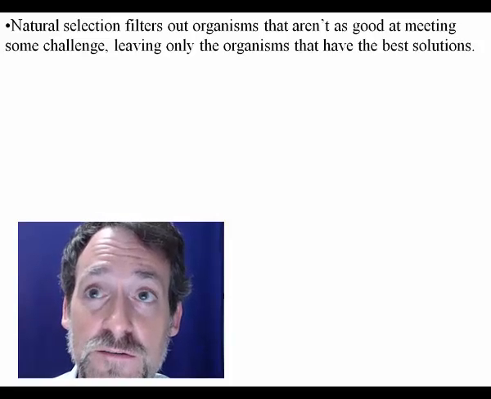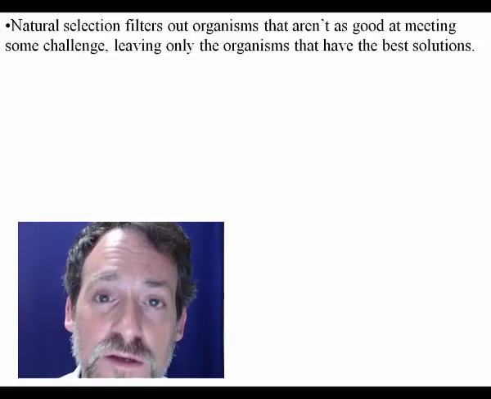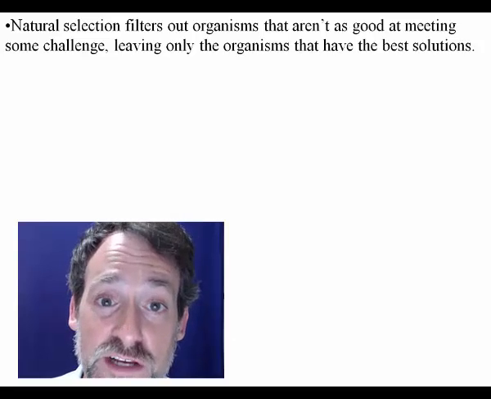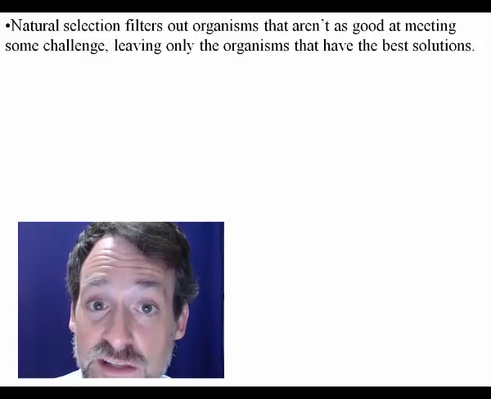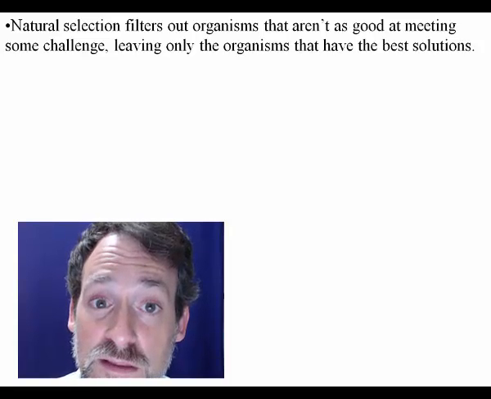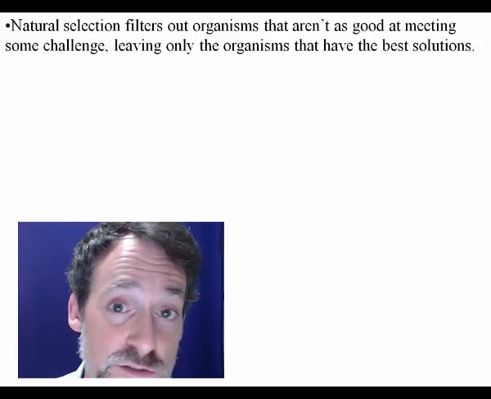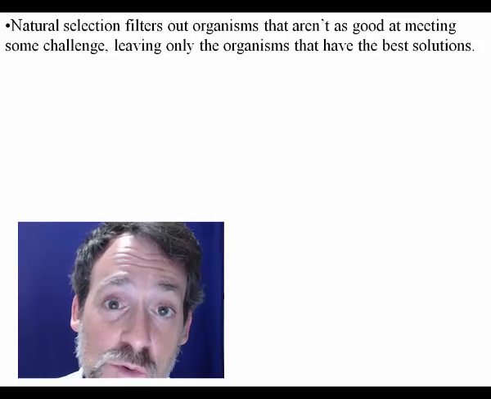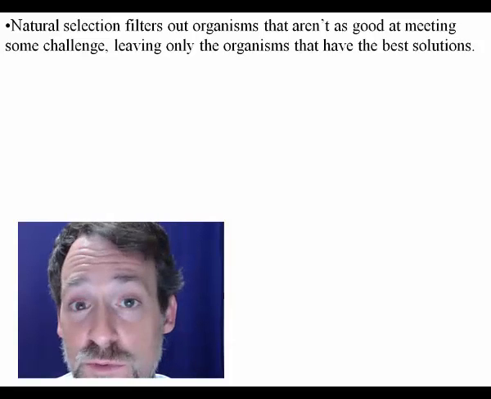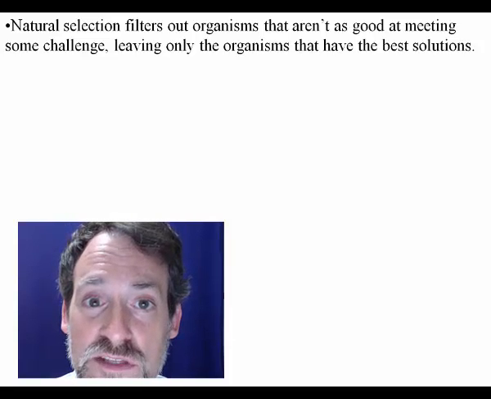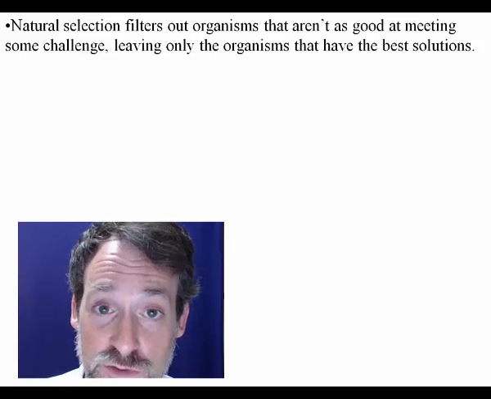That's the basic idea that I really want you to have a good grasp on when it comes to evolution by natural selection. The way it works is that natural selection removes organisms that are not good at meeting some challenge in the environment. This filter leaves behind organisms that have the best solutions. And so over time, what you see are only the organisms that have the best solutions. And that's what we're left with today: organisms that have these traits that are the best solutions to the environmental challenges those organisms face.